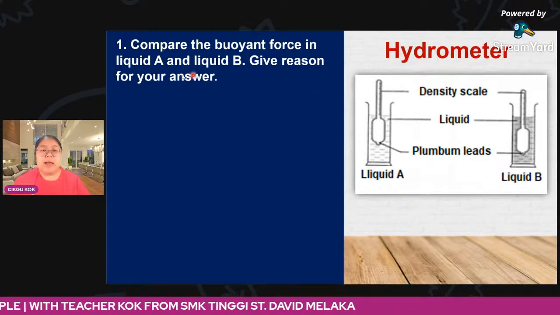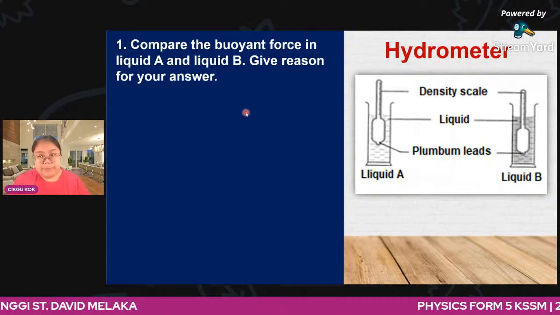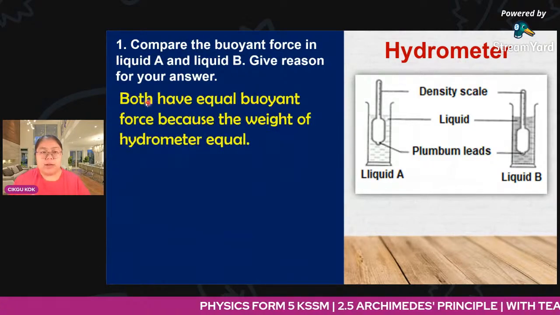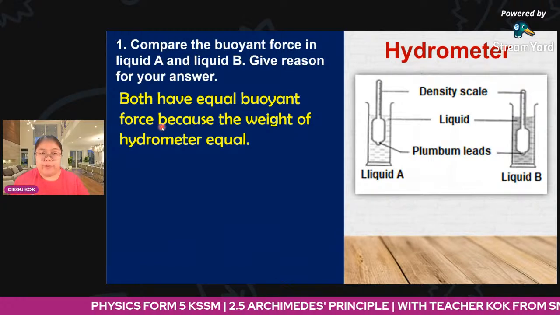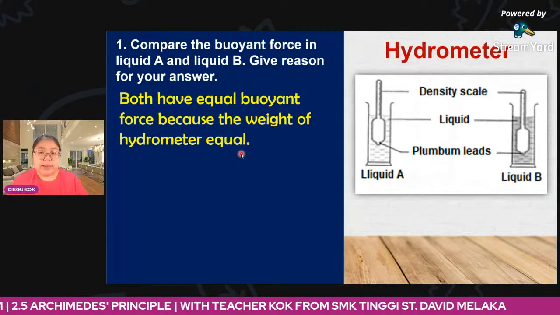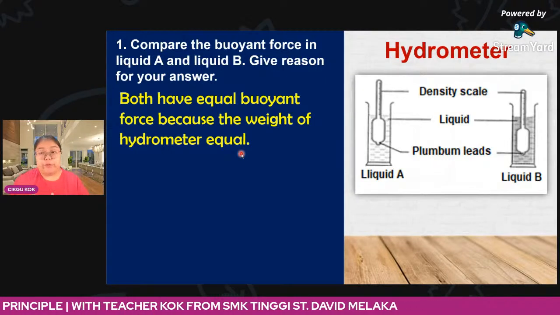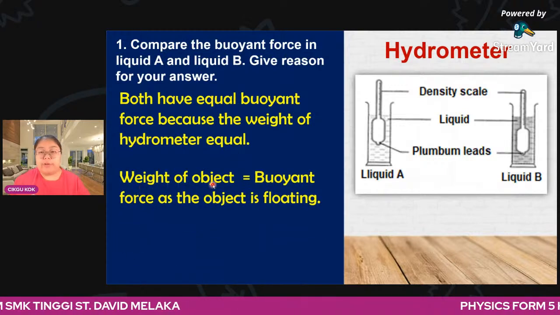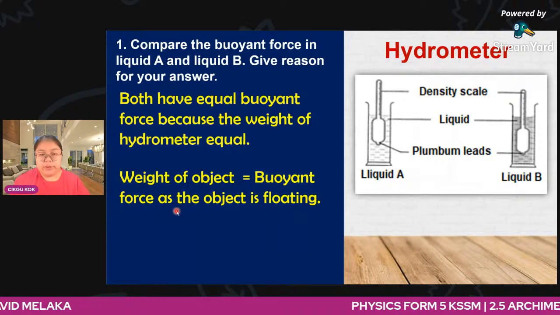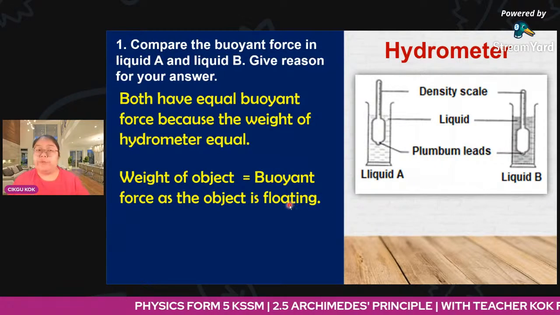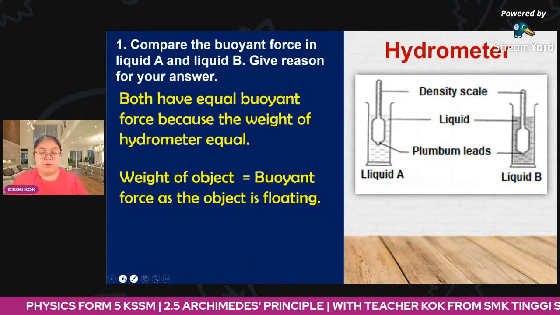So I can say now A and B, the buoyant force should be the same. So we just write: both have equal buoyant force because the weight of the hydrometer is equal. We can say this when it is floating. Okay, the second one we go to explain. Weight of the object equals buoyant force as the object is floating. Important is floating.